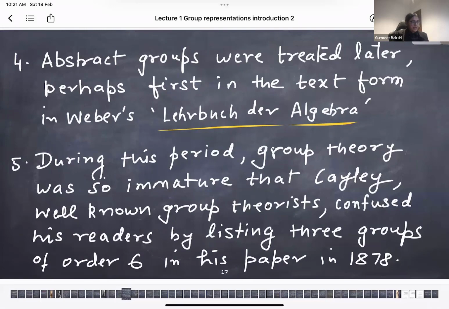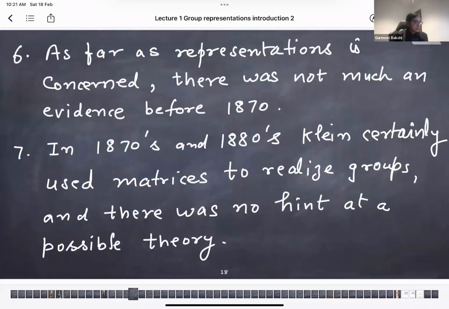Abstract groups were treated later, perhaps for the first time in the textbook by Weber. Although Cayley defined the abstract group, that was lost, and it was only when it appeared in Weber's book that people got attracted. And during this period, group theory was so immature that Cayley, a well-known group theorist, confused his readers by listing 3 groups of order 6 in his paper of 1878. So group theory was just being developed at that time, so even that clarity was not there. And as far as representations are concerned, there was not much in evidence before 1870.